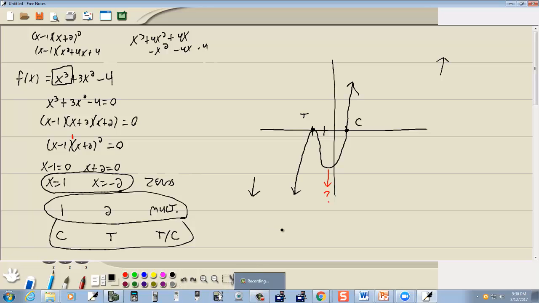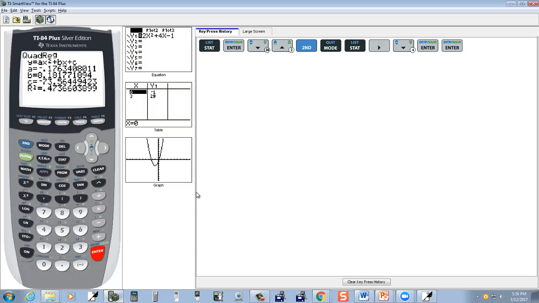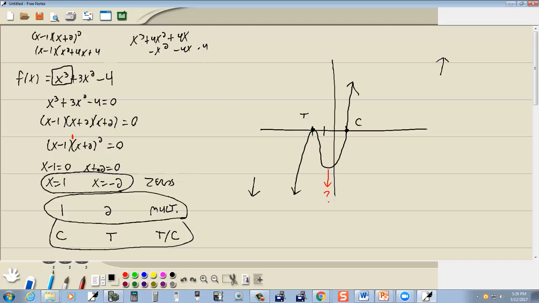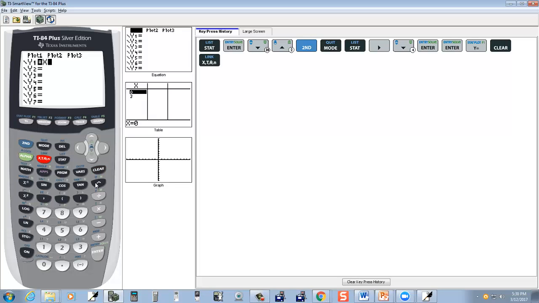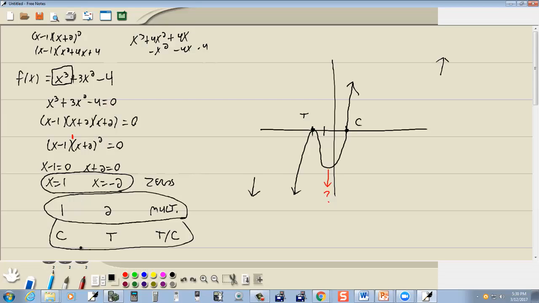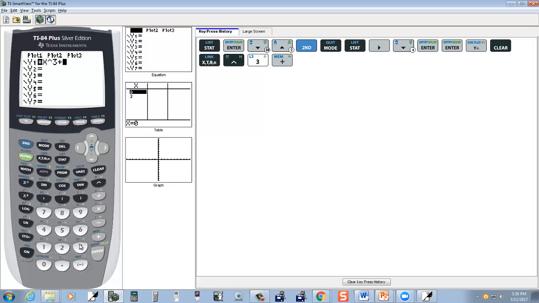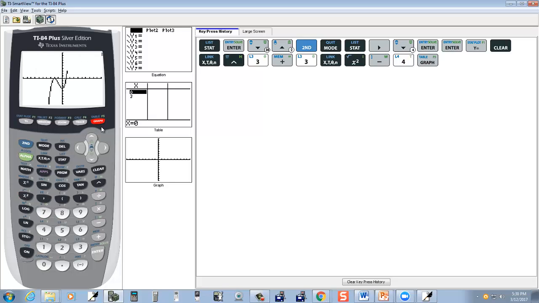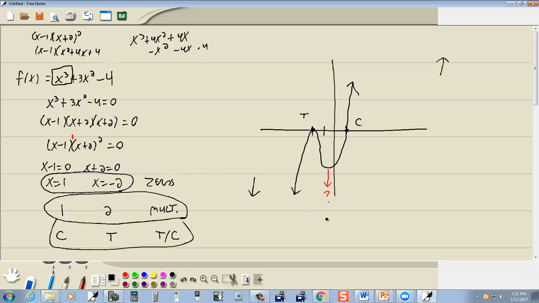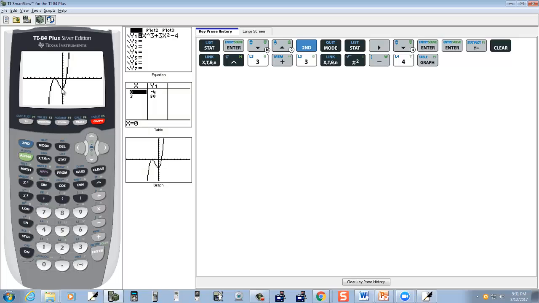Now in terms of the graphing, we could also graph this on our calculator. Go to y equals, clear. We got x to the third plus 3x squared minus 4, and then you push graph. And you can see I somewhat have the sketch down, but it doesn't go quite down as far as I indicated.